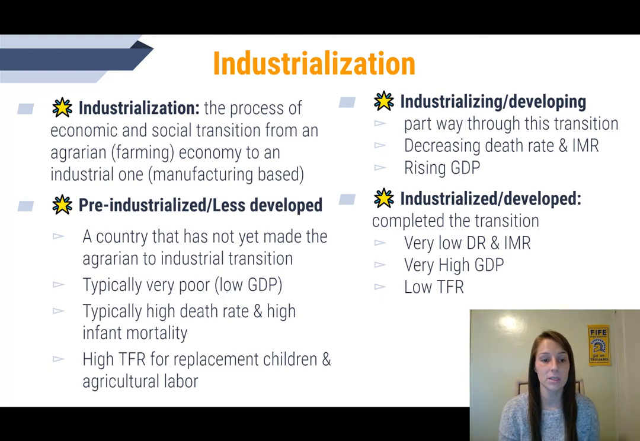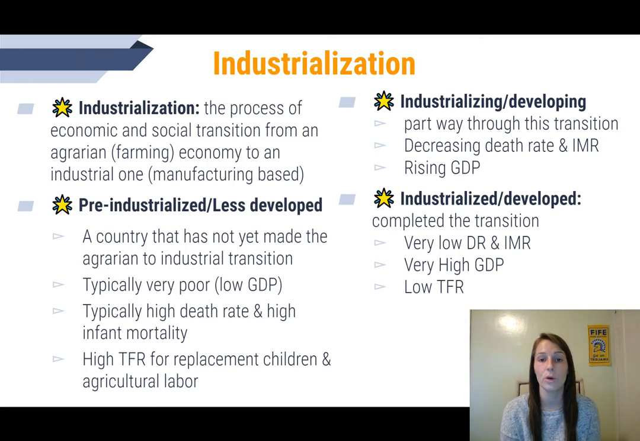So the first kind of grouping of this is going to be what's called the pre-industrialized or less developed. They're synonymous. They both mean the same thing. And so a country that is pre-industrialized or less developed is going to be a country that has not yet made the agrarian to industrial transition. So the majority of the population is going to be using farming to make a living, growing crops or having milk, or it's going to be like every family is going to mostly be involved in that. And typically these are going to be very poor countries.